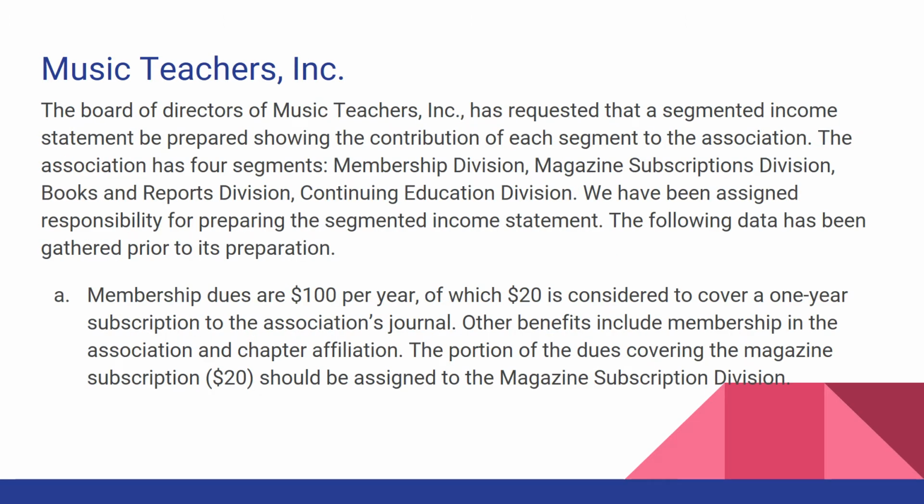The board of directors of this association is requesting a segmented income statement to show the contribution of each segment. They have 4 segments: membership, magazine subscriptions, books and reports, and continuing education. They have some data here. Membership dues are $100 per year. $20 is considered to cover a 1-year subscription to the journal. So that $20 is going to be assigned to the magazine subscription division, as we'll see on the next slides.